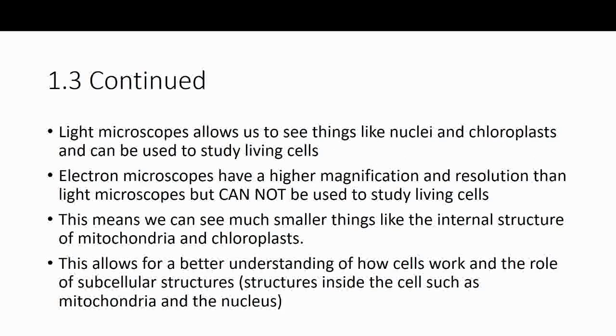Light microscopes allow us to see things like nuclei and chloroplasts and can be used to study living cells. Electron microscopes have a higher magnification and resolution than light microscopes, but cannot be used to study living cells. This means we can see smaller things like the internal structure of mitochondria and chloroplasts with electron microscopes, which allows for a better understanding of how cells work and the role of subcellular structures, which are structures inside the cell, such as mitochondria and the nucleus.